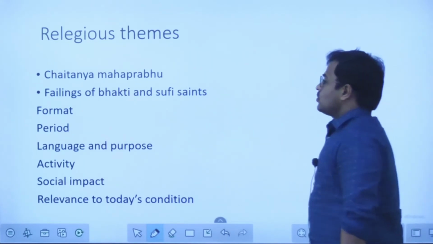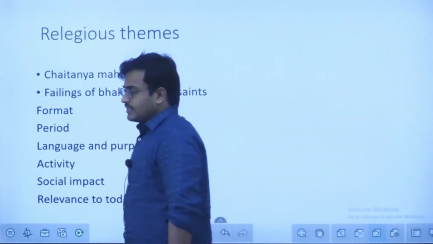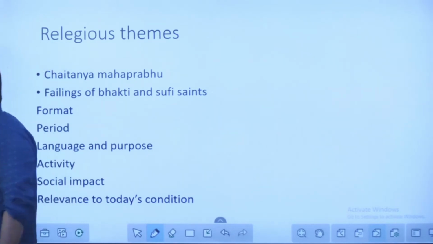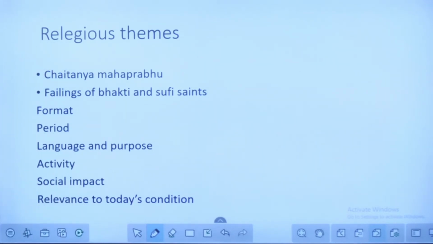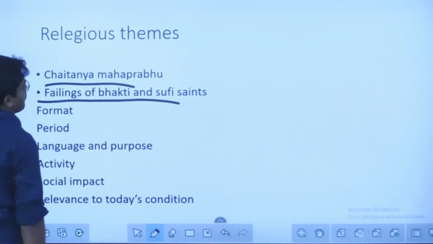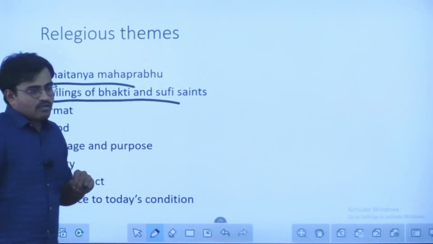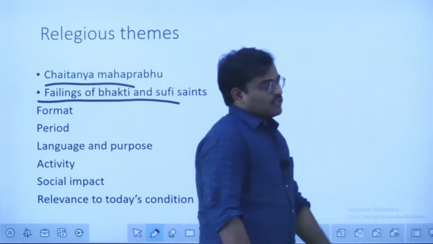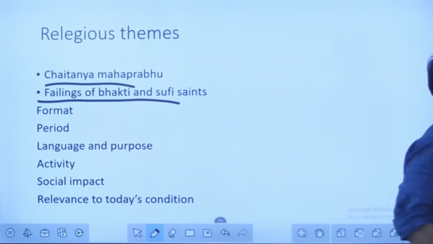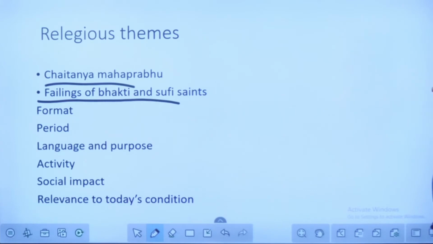Then when it comes to religious themes, they have asked 2 questions. Earlier there was no religious themes based question in mains. From 2013 on they asked 2 questions. One question is on Chaitanya Mahaprabhu. The second question is on failings of Bhakti and Sufi saints. They said that they were not able to do proper justice to their role.